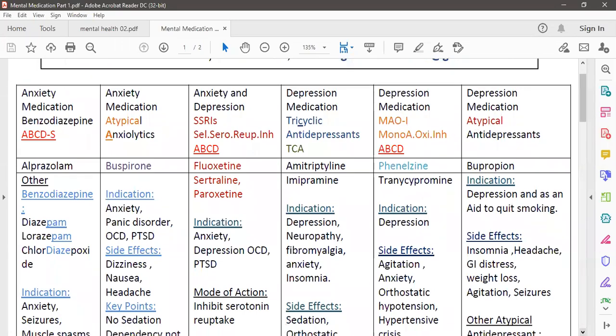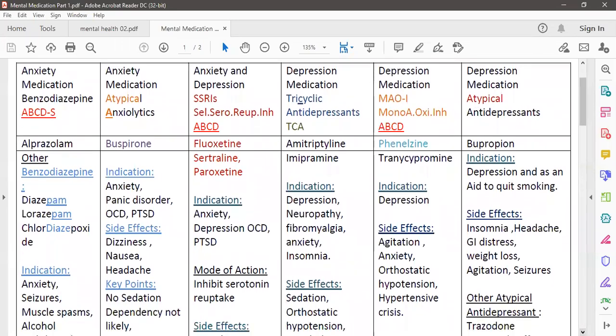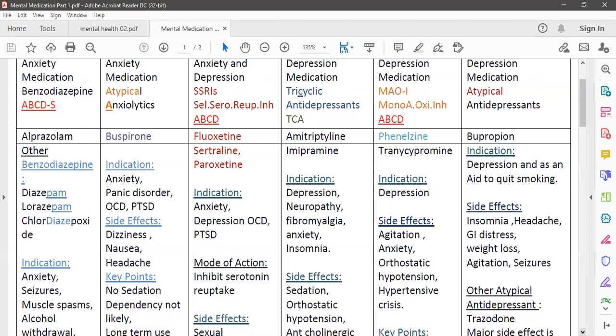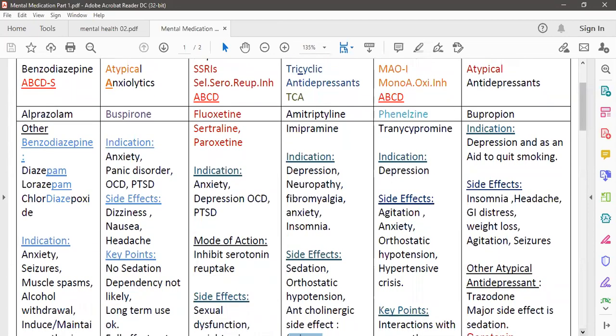The indication of bupropion is depression, and it is also used as an aid to quit smoking. Like if you are a chain smoker and want to stop smoking, it is better to try bupropion. Bupropion has some side effects: it causes insomnia, headache, GI upset, weight loss, agitation, and involuntary muscle movement called seizure.